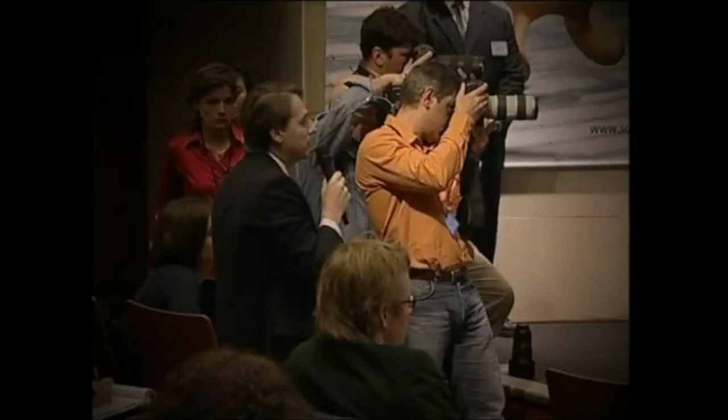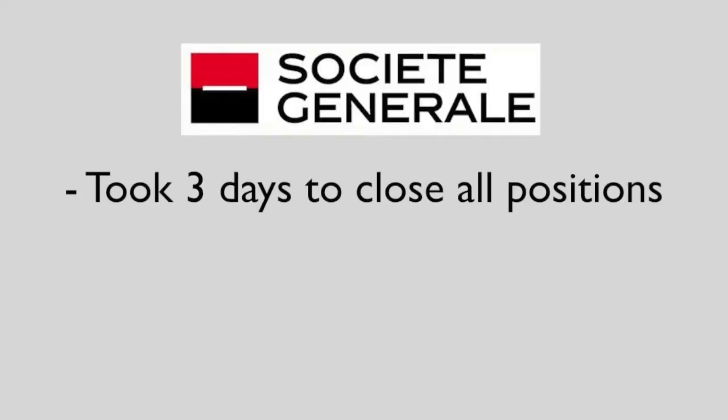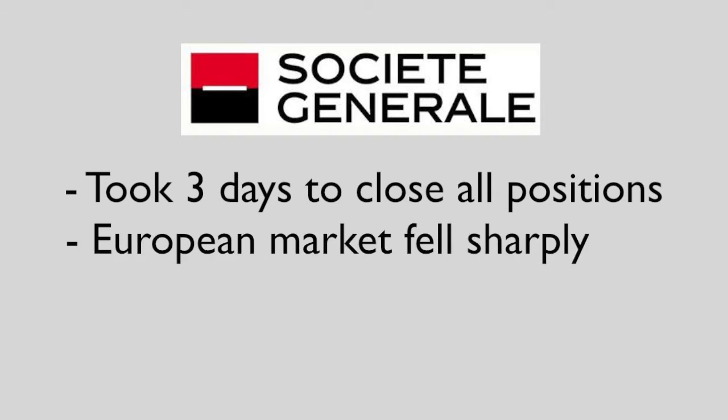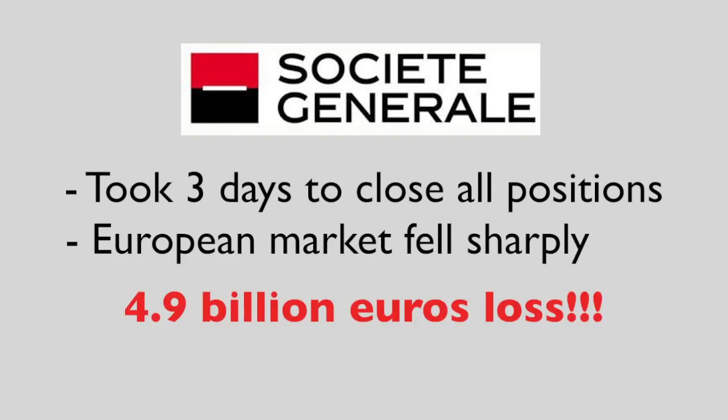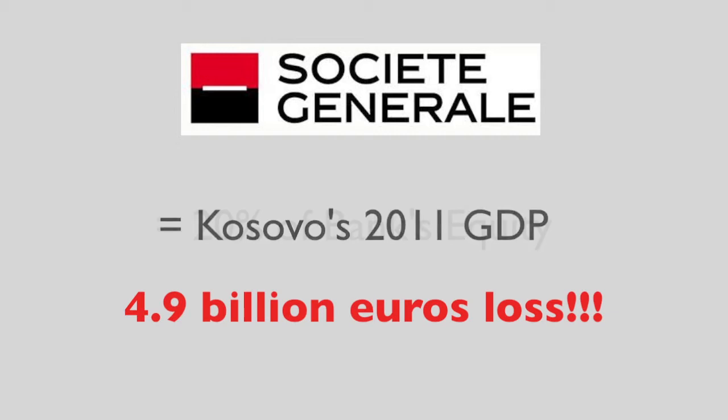On the 18th of January that year, Kerviel's trades were discovered. During the weekend, Societe Generale's CEO Daniel Bouton took a decision that all positions should be closed down to avoid catastrophic losses. However, over the 3-day period it took to sell all securities, the European market fell sharply, resulting in total losses of 4.9 billion euros. This is a figure equivalent to approximately 20% of the bank's former equity capital, as well as the size of the GDP of Kosovo in 2011.